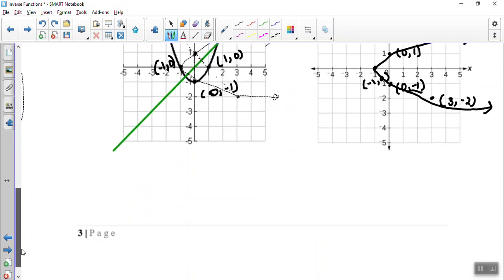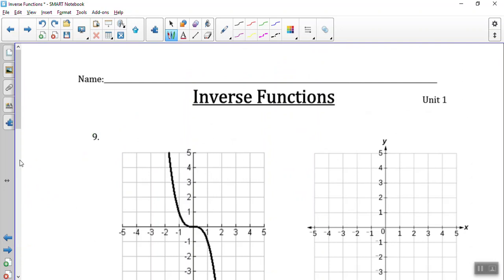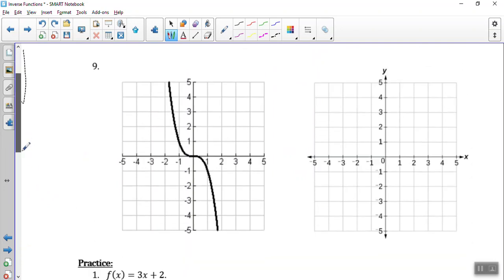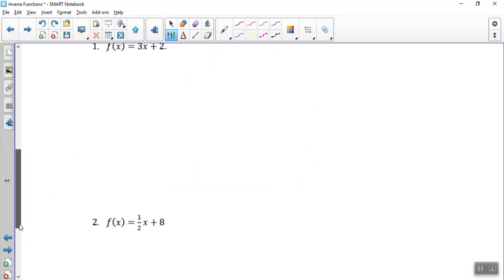So I have some more examples for you to try. Here's a graphing one. Here's some other problems. Okay, let me know if you have any questions.